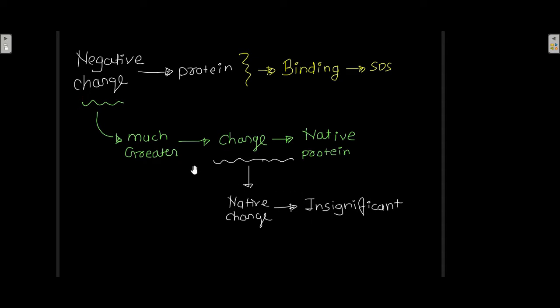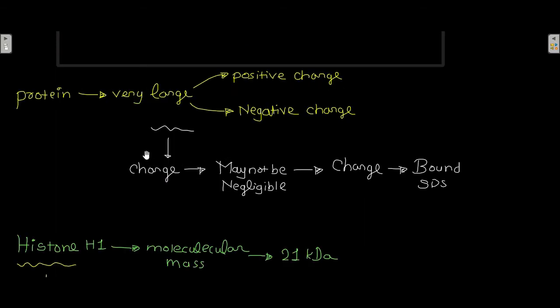You know that proteins are charged molecules. They have the positively charged amino group in them and the negatively charged carboxyl group, right? But that charge becomes insignificant in front of this negative charge which is developed because of the binding of SDS. Now if the protein has a very large positive or negative charge, then that charge may not be negligible in front of the charge produced by the bound SDS. Most of the time it is, but sometimes this case will also be there.